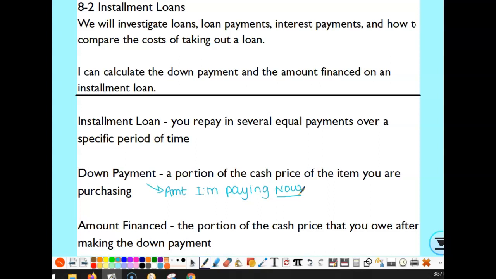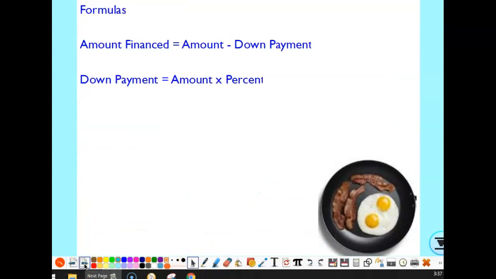And the amount that is financed is the amount that you borrow. It's the amount that you have left to pay, or the amount that you have to borrow. It's the portion of the price that you still owe once you pay the down payment.